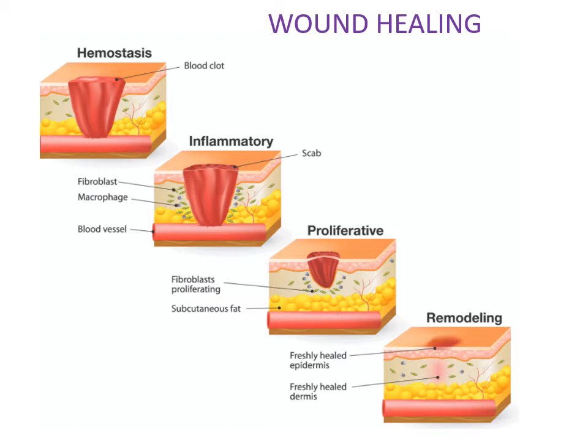Then there's the proliferative stage, where the fibroblasts are very active, producing collagen to repair the wound. And finally, the remodeling stage, where the tissue wants to be back to its original state. So there's a new epidermis here, and there's freshly produced and healed dermis, which is going to be the fibroblasts producing the collagen.